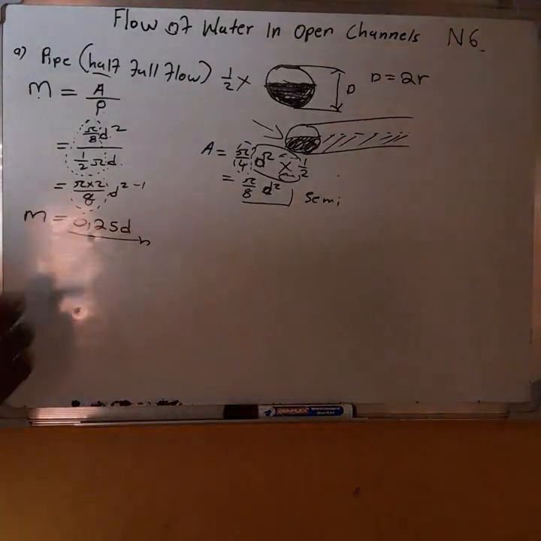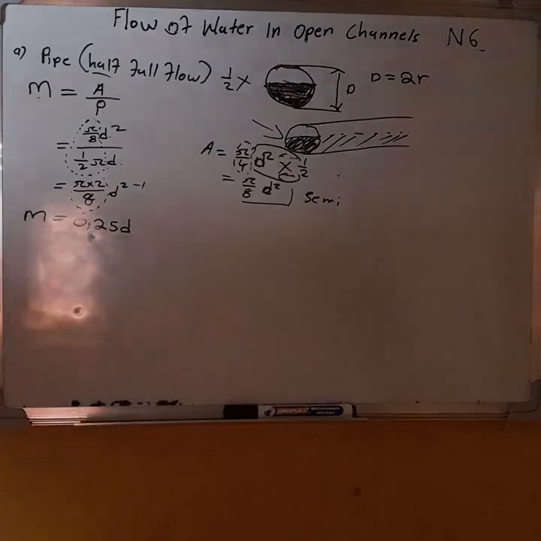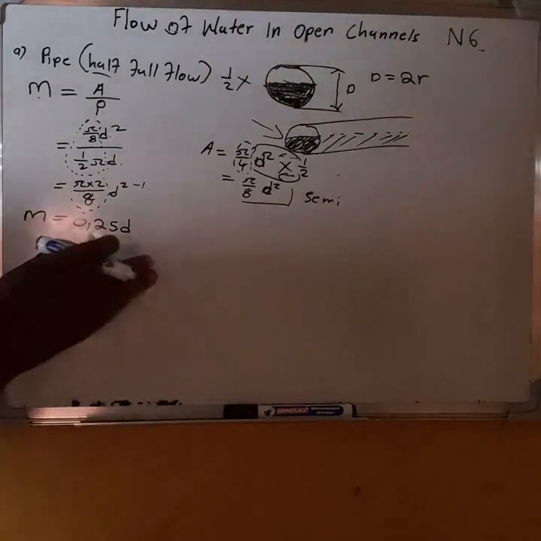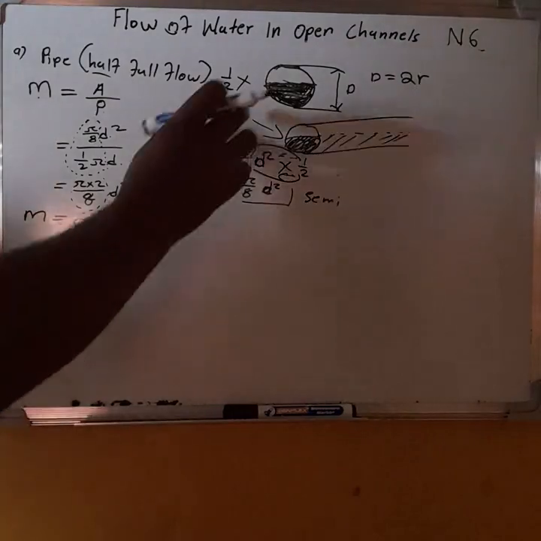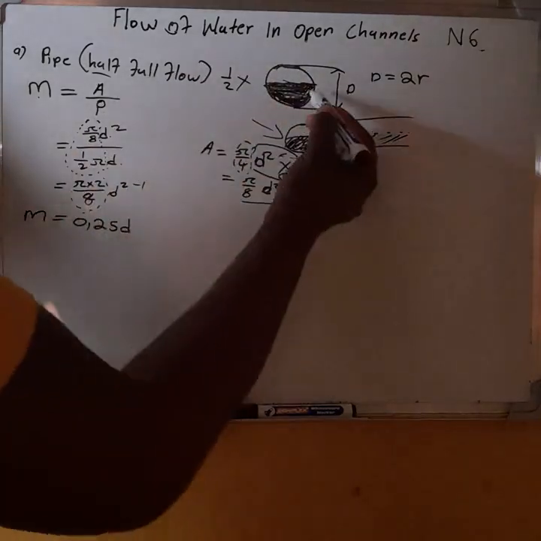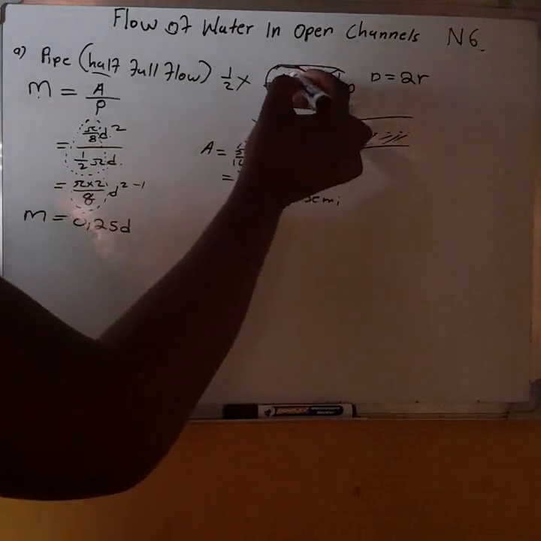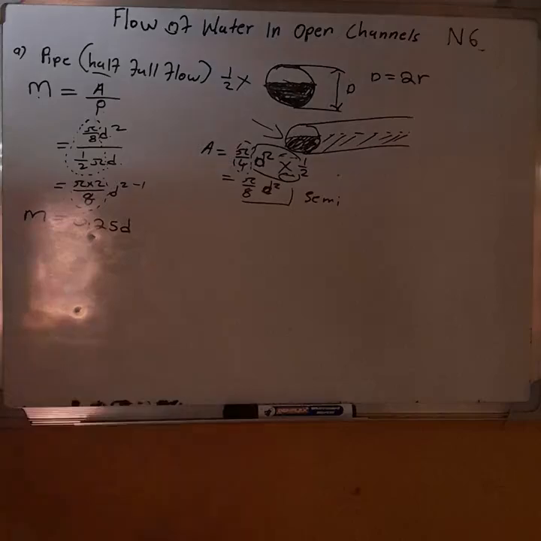Good. We have this in terms of the diameter, in terms of d, because we don't know the value of d, right? This is how you find the mean depth of the half flow. Remember, we're focusing on the water. The portion that is empty, there's no water, we neglected it.